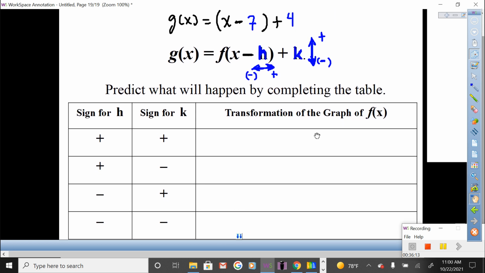Copy this table, please. And it says, predict what will happen by completing the table. We have 3 columns. On the first column it says sign for H. We have plus, plus, minus, minus. Sign for K, plus, minus, plus, minus. And then on the third column it says transformation of the graph of f of x, or the original graph, and then you're going to write your observation there. Copy that. I'll give you some time.